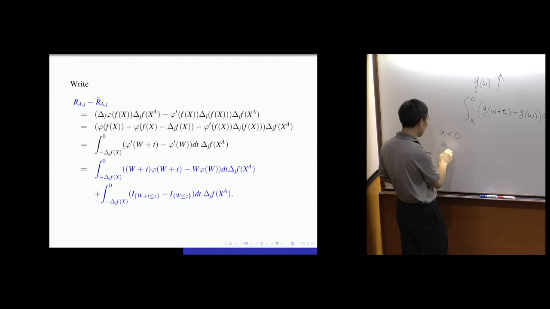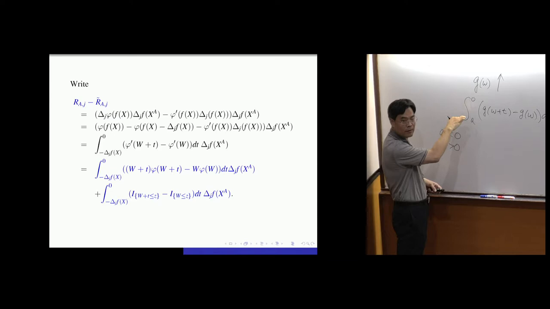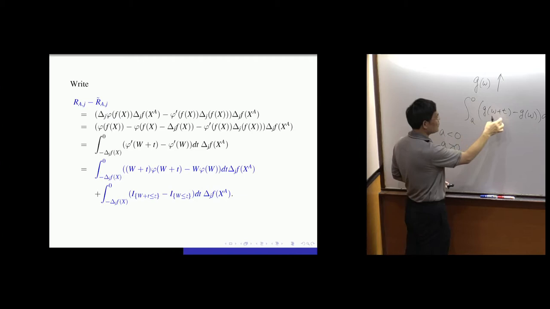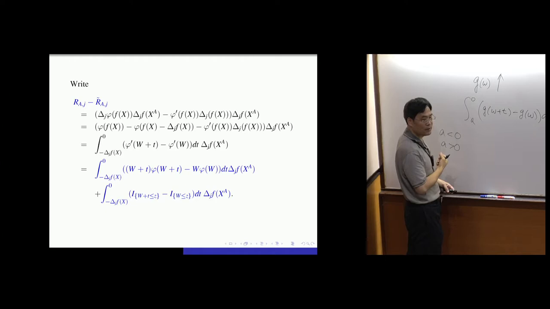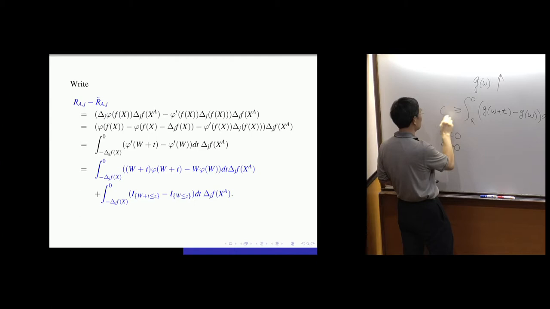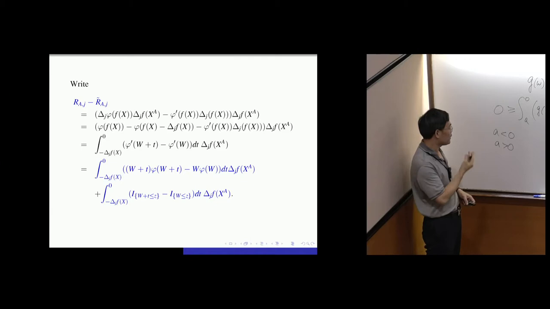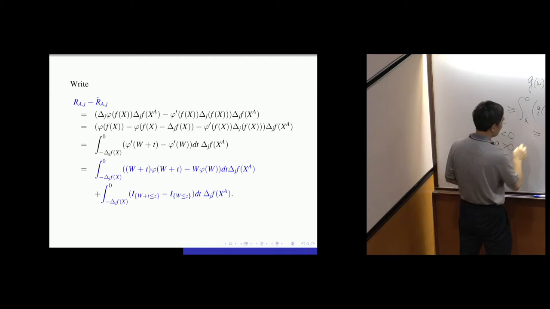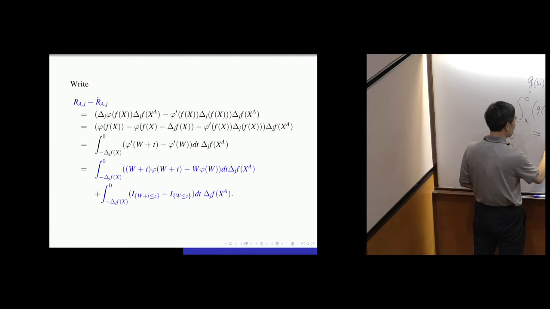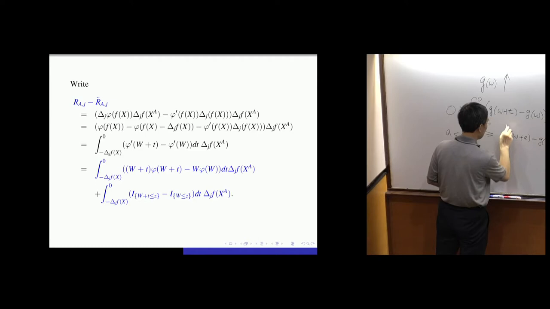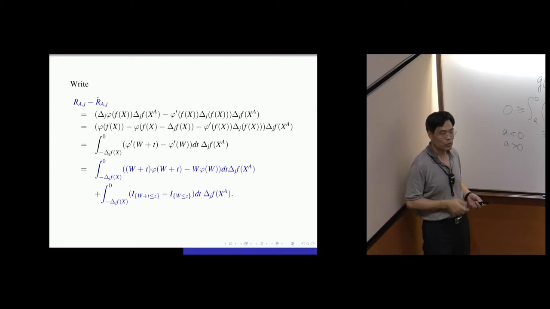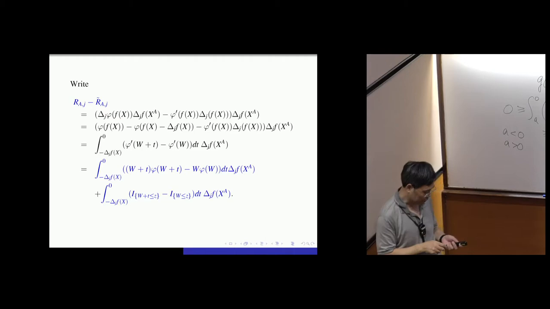So the whole integral is negative. And if a is positive, then the integral from a to zero, you change to zero to a, so it's minus the integral from 0 to a of g of w plus t minus g of w. That integral is always non-negative, so that term is always non-positive. So for any a, for any w, it's always non-positive. And you can also get the lower bound, because the function is non-decreasing, which is equal to g of w plus a minus g of w, times a. Whether a is positive or negative, that's always true. So that's a key observation in the proof.